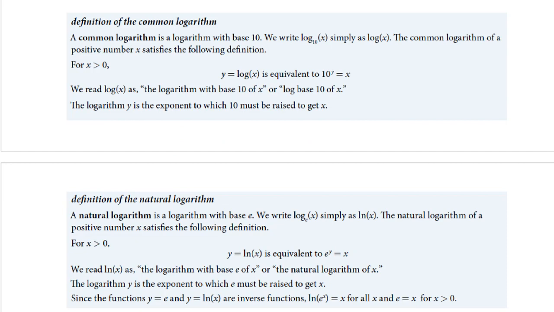Now we're going to talk about two special kinds of logarithms, common logarithms and natural logarithms. A common logarithm is a logarithm with a base of 10. We write log base 10 of x just as log of x. So if you don't see a base, you assume that the base is 10. Now the corresponding exponential function is if y equals log of x, it has to be the same as 10 to the y equaling x.